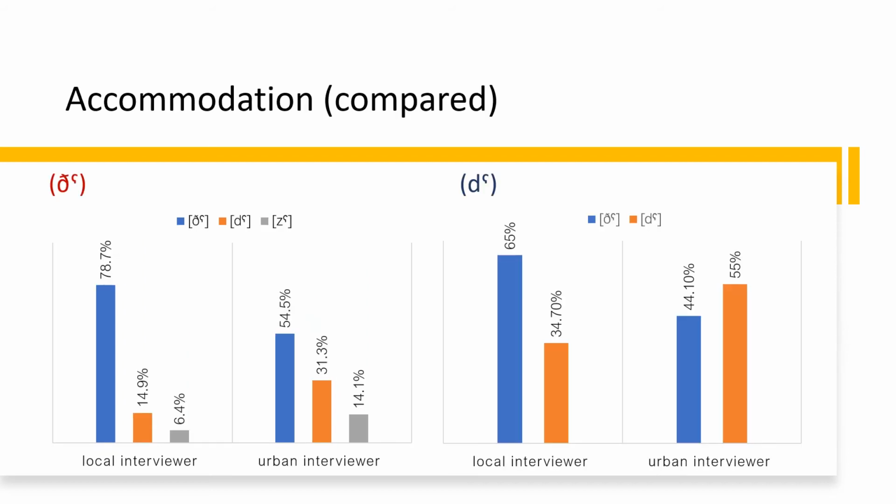So here again you can see side by side, the local variant is used as a realization of both variables. It's used more frequently with the local interviewer than it is with the urban interviewer. But there is a slight difference again between the two in the realization, even with the local interviewer. The local variant is used more so as a realization of the first than it is as a realization of the second, just in general, as we saw before with the overall distribution.